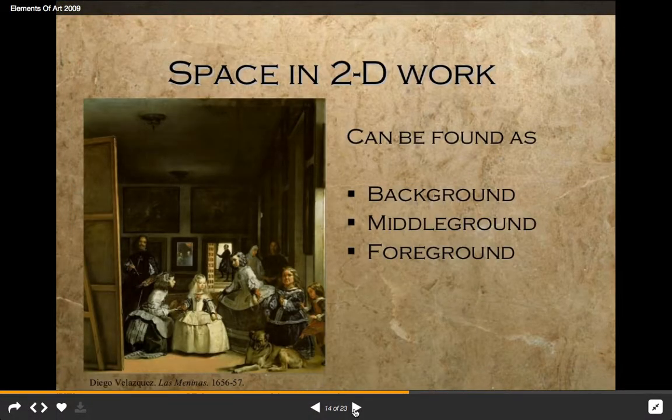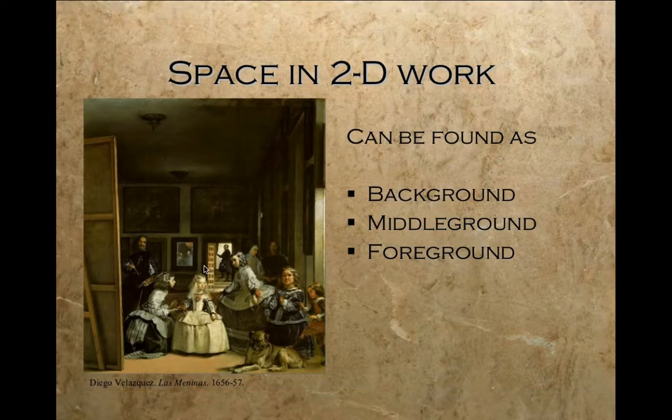And then space can also be within two-dimensional works of art. So here we're talking about background, middle ground, and foreground. A way to show space in a painting is if you have people in the front, which would be your foreground, and then you have a person towards the back of the painting, which is my background. I would create him a little bit smaller towards the back. This is going to help show distance between the people.